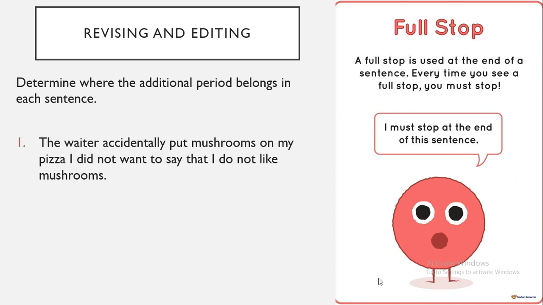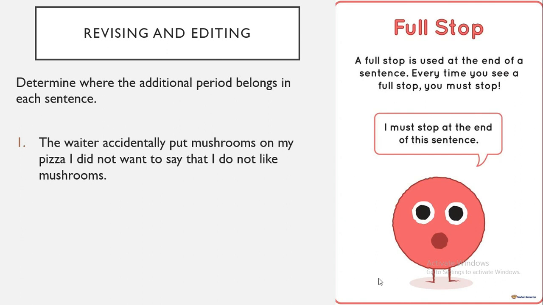First one. The waiter accidentally put mushrooms on my pizza. I did not want to say that I do not like mushrooms. So we have two separate thoughts here. And so when I read them, I think, okay, where is it appropriate for me to stop? The waiter accidentally put mushrooms on my pizza. That to me sounds like a complete sentence. But in order for me to know that my period goes there, I need to continue to read and see, does the second part sound like a complete sentence as well?